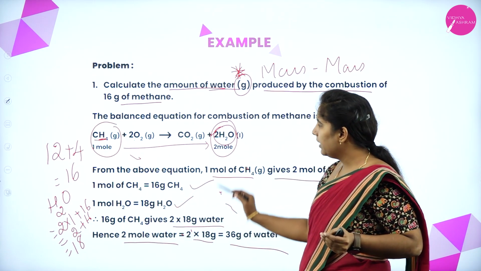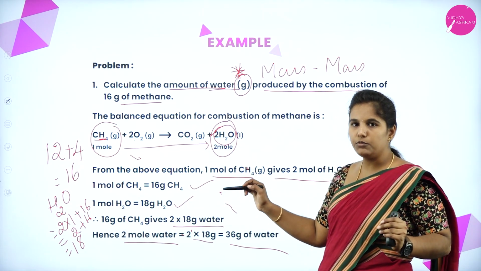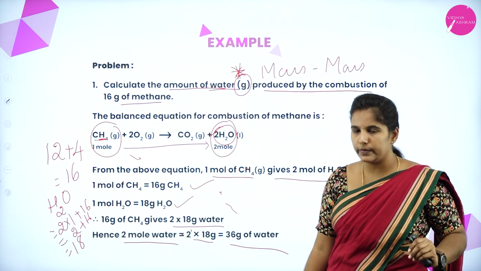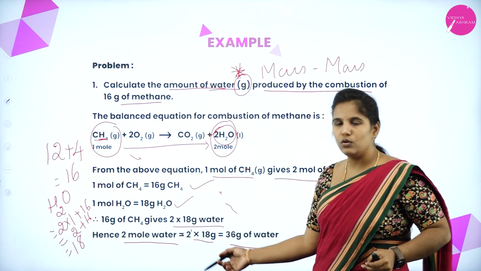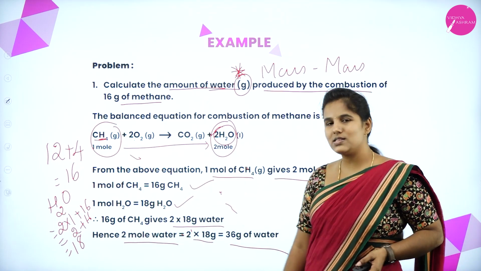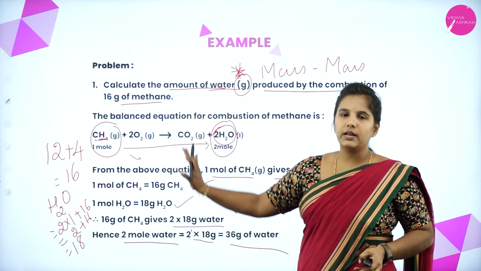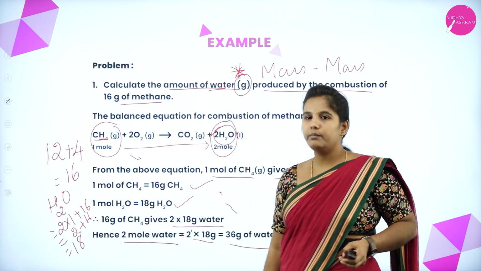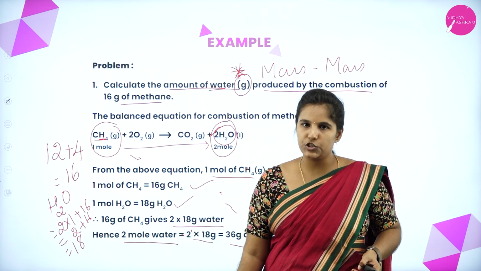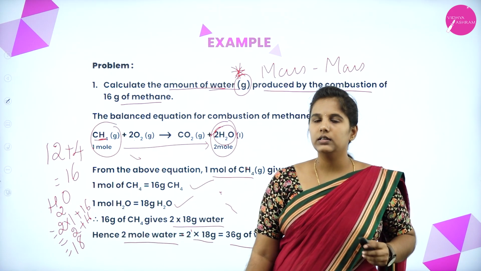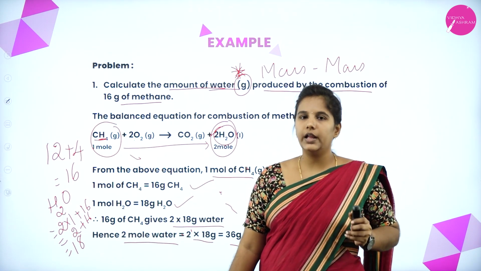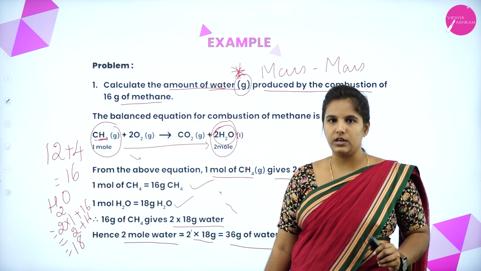But in our equation, we know that 2 water molecules will be formed. So it is multiplied with the 2. So it gives rise to 36 grams of water. So this much water will be formed by the 16 grams of methane during the combustion. So this is how things will be asked in your final examination.